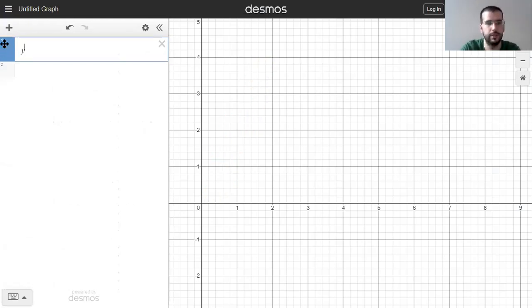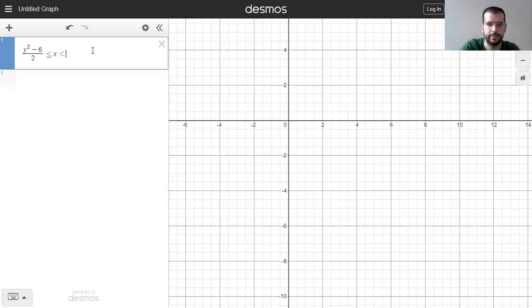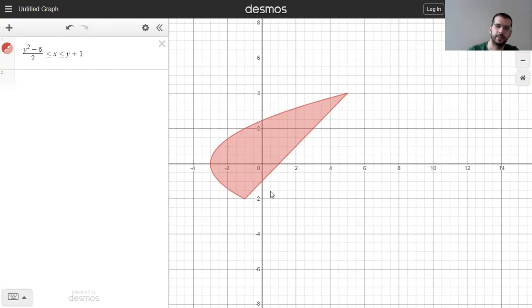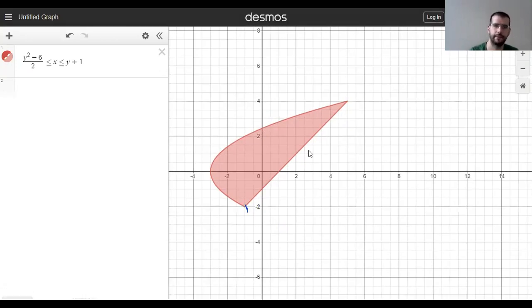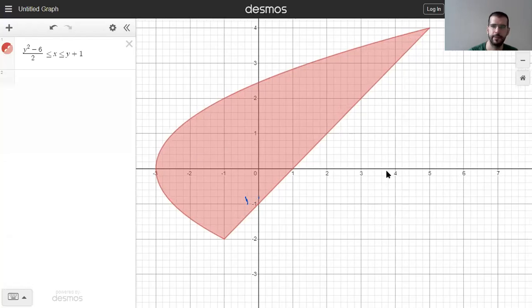So x equals y squared minus 6 divided by 2, so that's to the right of the parabola, and that's to the left of the line. Could this have area 18? Well, maybe. I can kind of believe it.